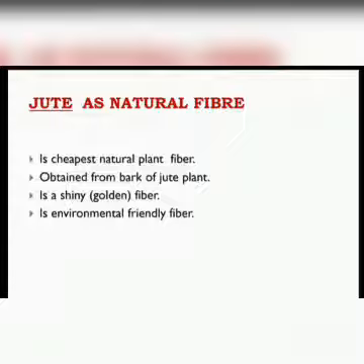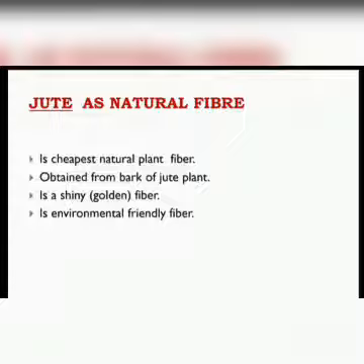Jute is the cheapest natural plant fiber, means this fiber is also obtained from the plant and it is natural in nature. Second, its cost is cheap. Second, it is obtained from the bark of the jute plant. Bark of the jute plant means the outer covering of the stem, that is known as the bark.